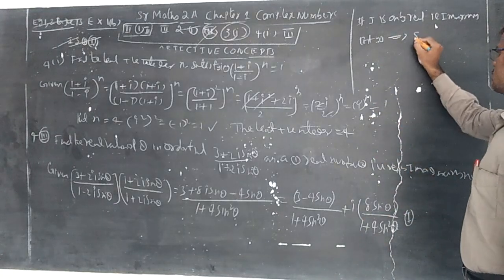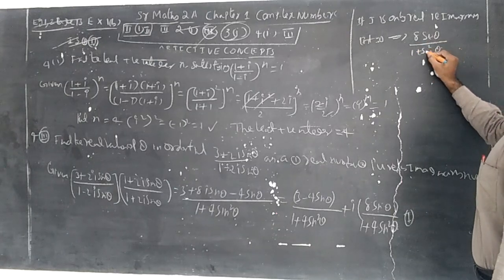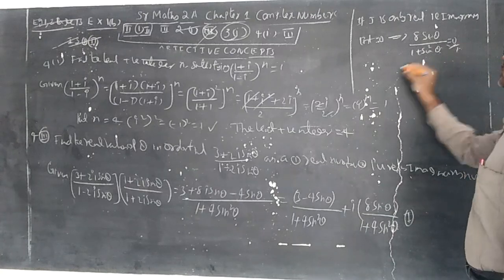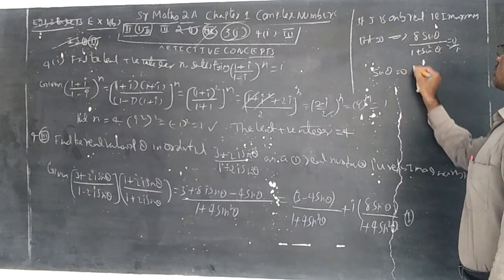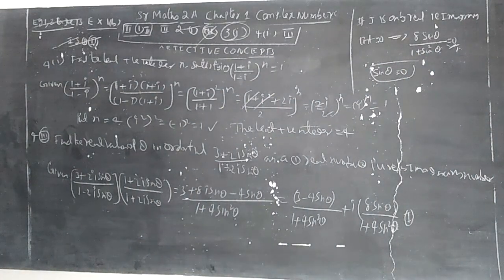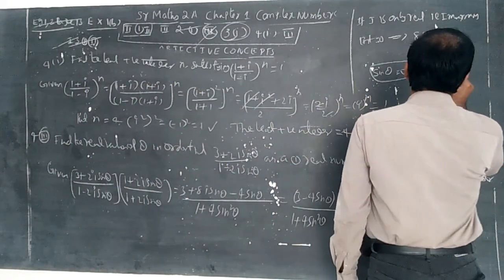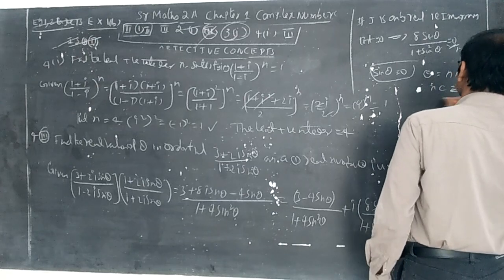That implies 8 sin theta by (1 plus 4 sin square theta) equal to 0. Take cross multiplication, it becomes sin theta equal to 0. From the conditions given, we can understand theta is n pi, because sin theta is equal to 0. Otherwise, simply theta is equal to 0, you can substitute it. Exactly, theta is equal to n pi and n belongs to z.